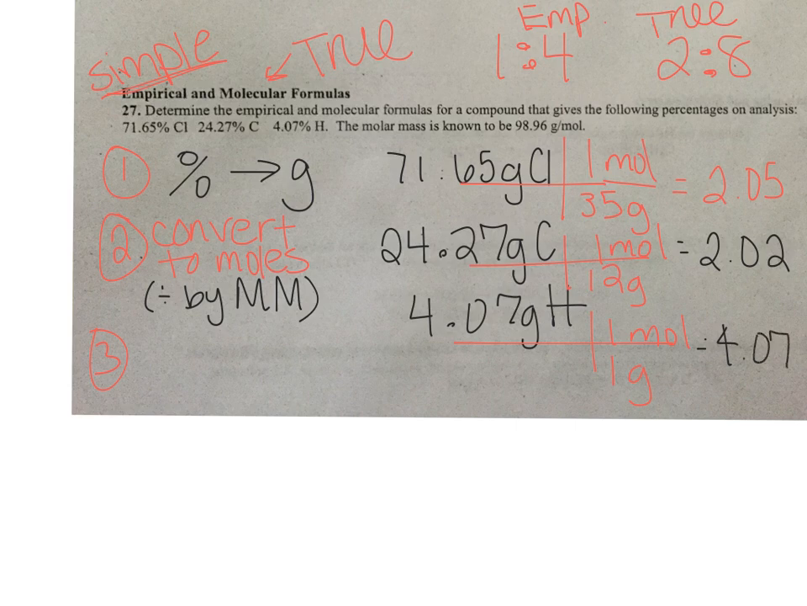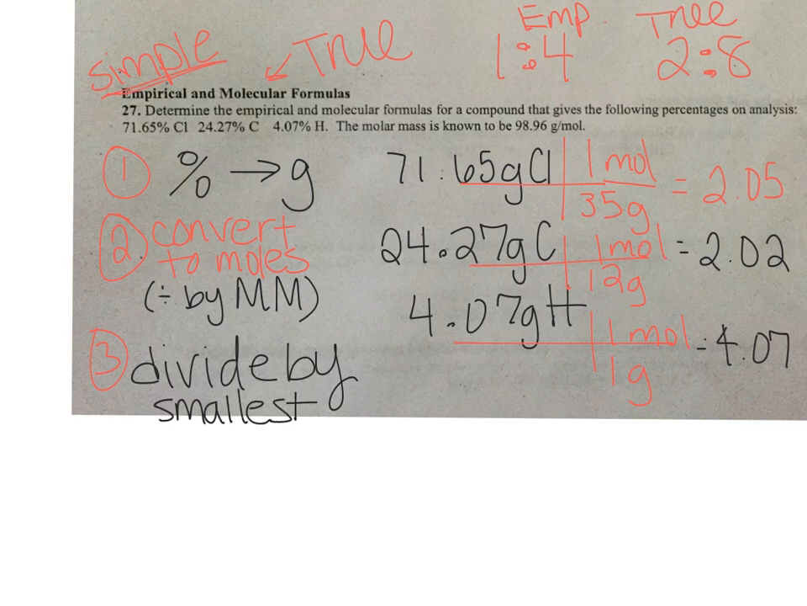Awesome. All right. So your next step, does anybody remember? Divide by the smallest. Good. What people like to do is they like to use that and go straight to the subscripts. Don't do that yet. You got to divide by the smallest because you're relating them. You need a ratio. Okay?